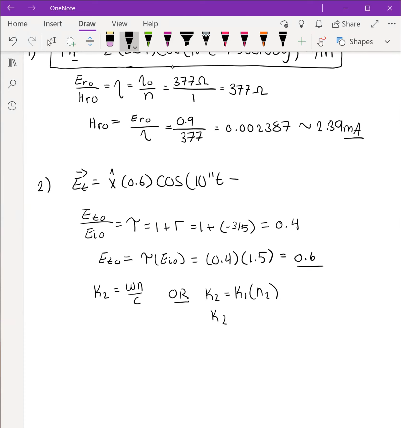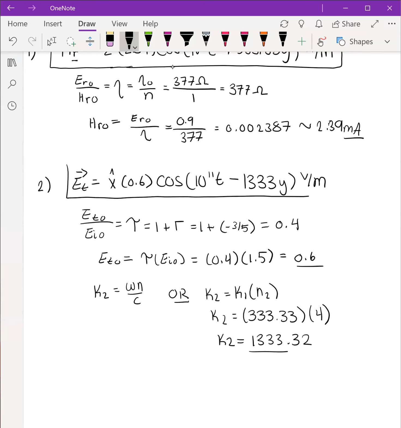So k2 equals our first k, which was 333.33, times our new index of refraction for glass, which is 4. So our k2 is going to equal 1,333.32, and we're going to round that to 1,333. So if we go ahead and write that, 1,333 y. And this is an E field, so we're looking at units volts per meter. And that completes our transmitted E field equation.